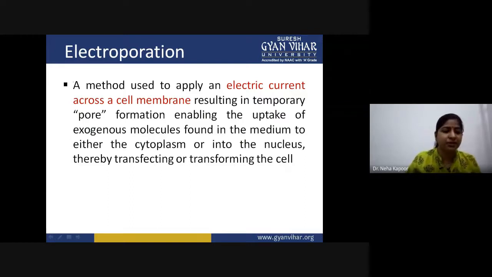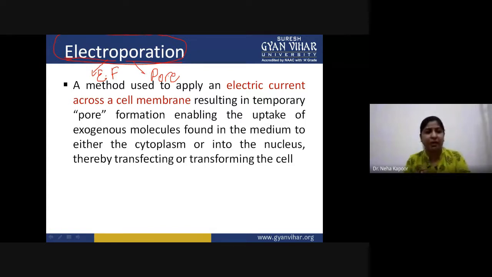Now, as the name suggests, the word electroporation is made up of two terms: electro and poration. Electro stands for electric field, and poration means pore formation. That means this is a kind of method in which we apply an electric field, or electric current, across a cell, so that temporary or transient pore formation happens in the membrane of that cell.